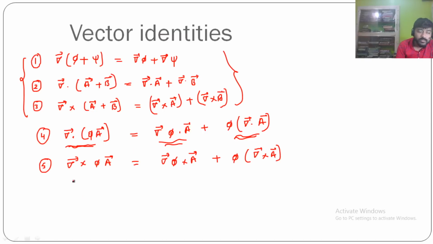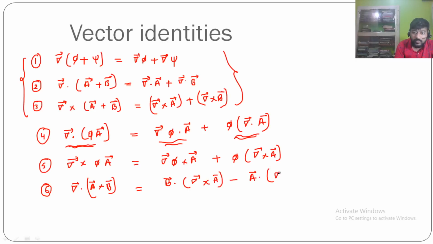Similarly, one more important identity, number 6, is the divergence of a cross b. Divergence of A cross B is B dot curl A minus A dot curl B. So you have to start from here: B dot curl A minus A dot curl B.